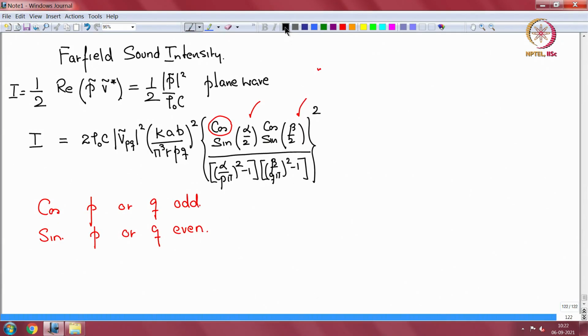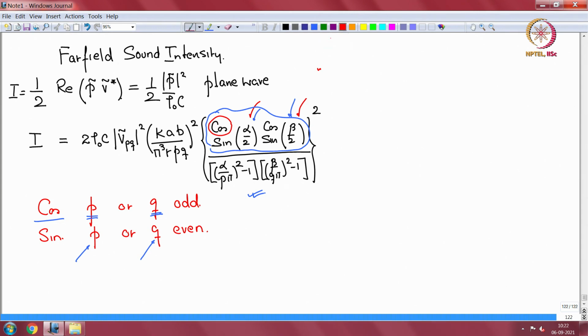So the intensity we had computed is given by this expression, where this expression indicates that you choose the cosine when P is odd or Q is odd. P comes in here, Q comes in here, and you choose the sine when P is even or Q is even. So that's the intensity.